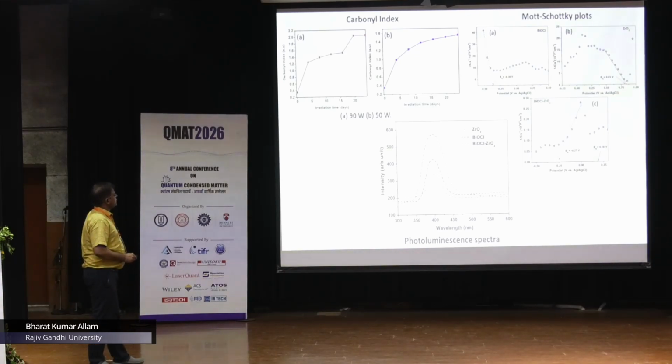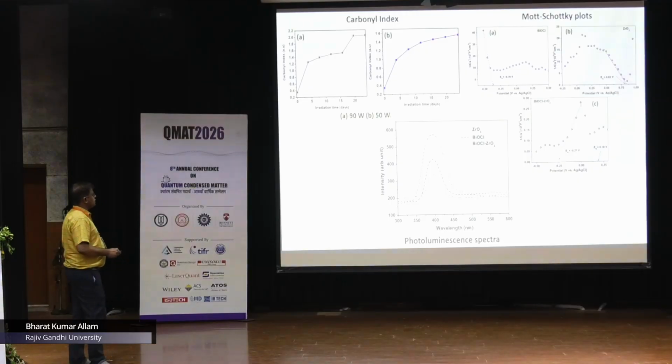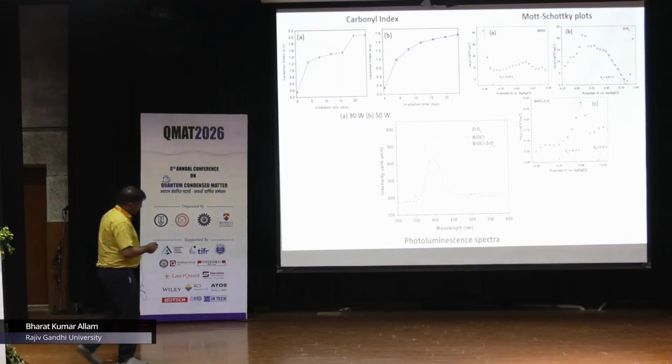We further strengthened the better photocatalytic efficiency of our bismuth oxychloride zirconium oxide using the photoluminescence spectra. From this you can see that in the case of the composite you have a depressed photoluminescence spectrum. It means that this is a better photocatalyst than bismuth oxychloride and zirconium oxide alone.